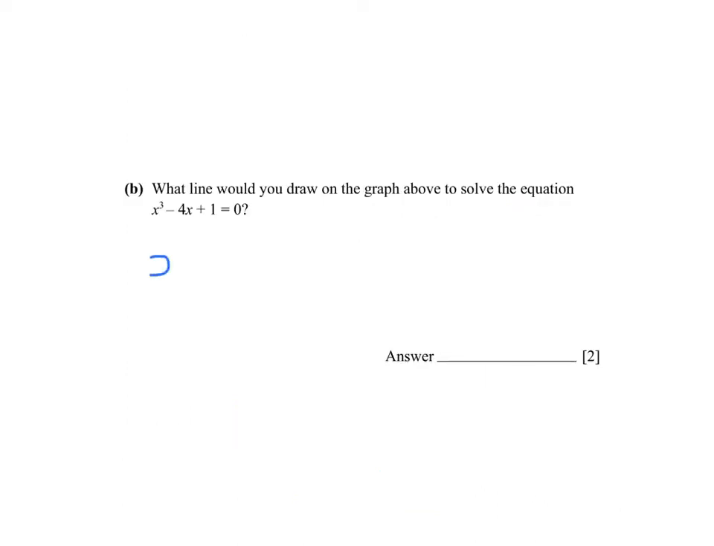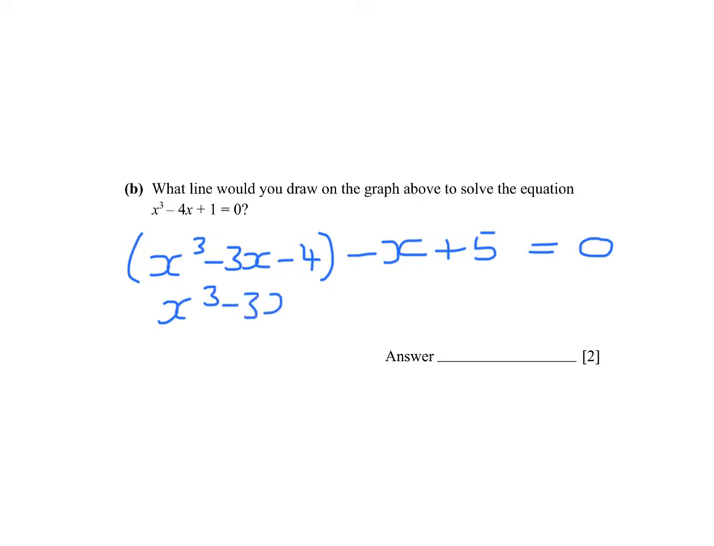We have the graph x cubed minus 3x minus 4, yet we want to solve x cubed minus 4x plus 1. Well, that means we would have to take away x to give us minus 4x, and we would have to add 5 to get plus 1, and we want to know when that equals 0. So that is when our graph equals x minus 5. So the line that we want to draw is y equals x minus 5.